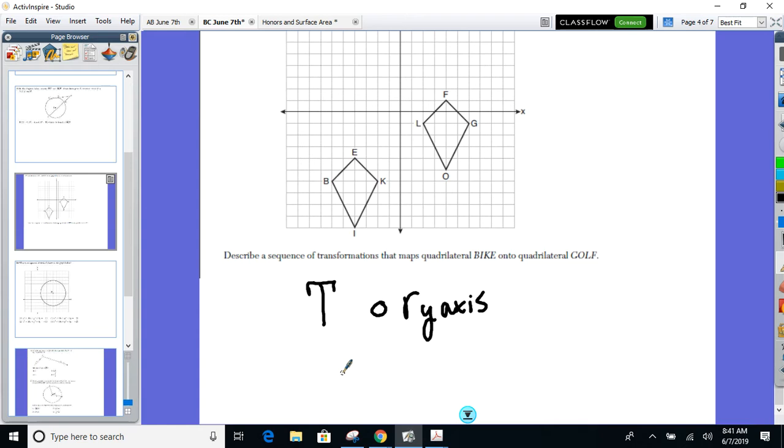So you didn't have to reflect over the y-axis, because B's got to match up with G. Okay, so I reflected it over the y-axis. K's got to match up with L. So I did 1, 2, 1, 2. There's the reflection, and now I just had to go up 1, 2, 3, 4, 5.